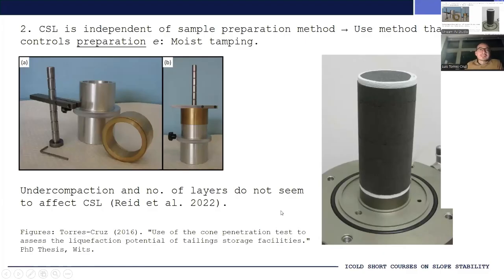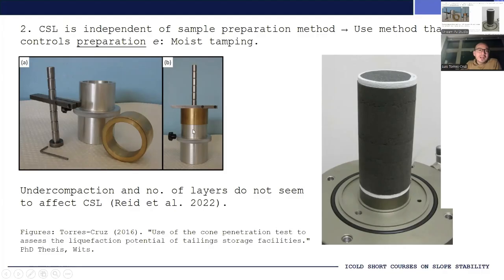The second suggestion is to keep in mind that the critical state line is independent of the sample preparation method. In other words, of the method that you use to reconstitute the specimen in the laboratory. Accordingly, one should try to use the method that allows the best control over the initial or preparation void ratio. And generally, that is regarded to be the moist tamping method.